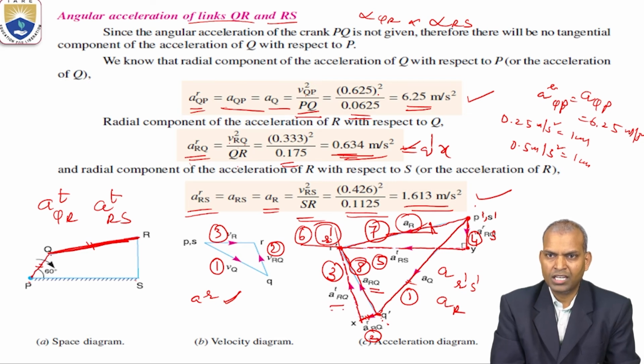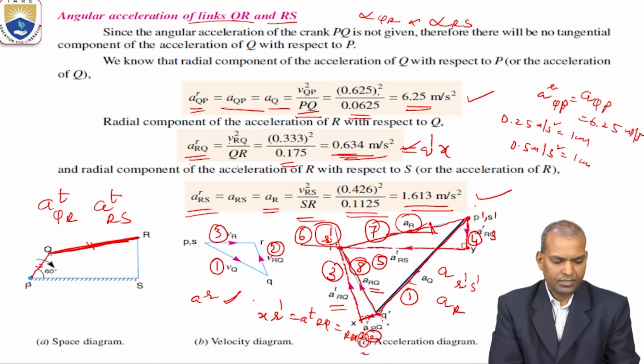This is the total acceleration. AT RQ we know. AT RQ means X R dash is the RQ. The X R dash value gives AT RQ. AT RQ means RQ times alpha. This is how alpha RQ comes.